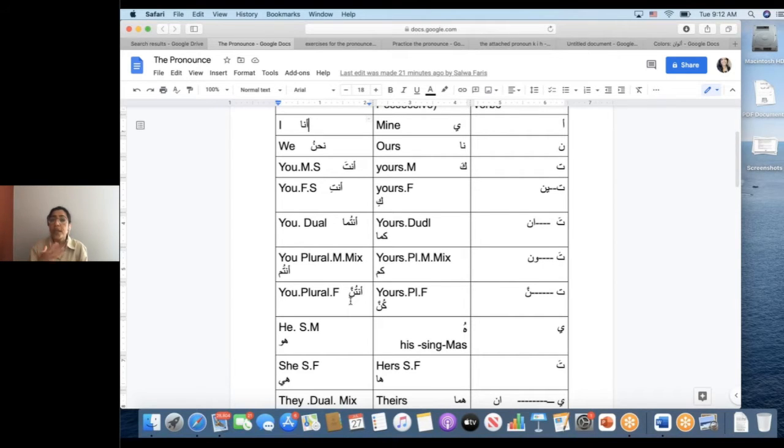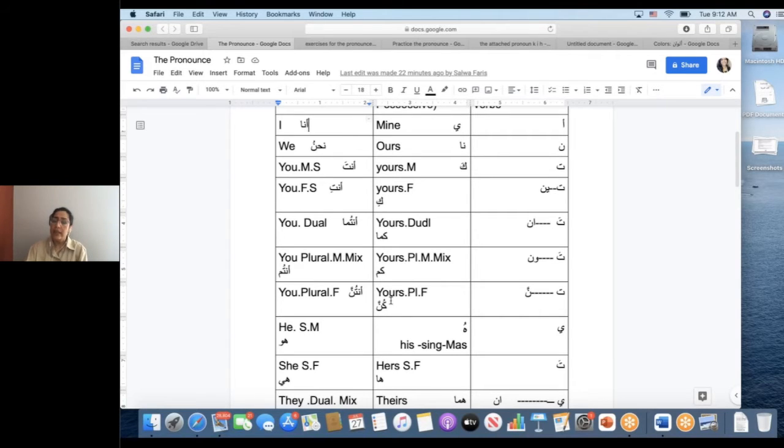But with the possessive, I am owning it, you are on it, she is on it. How are you going to say it? It's going to be kaf all the time. Anta, kaf fatha; anti, kaf kasra; antuma, kaf mim alif, kuma; antum, kum; antunna, kunna.